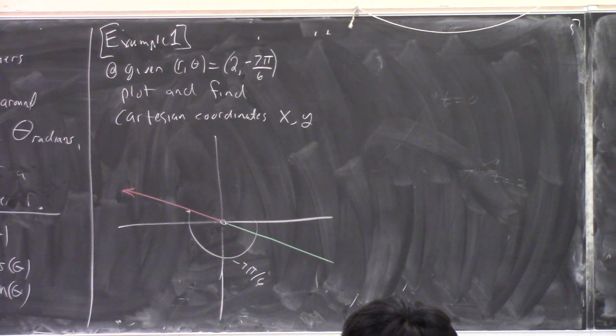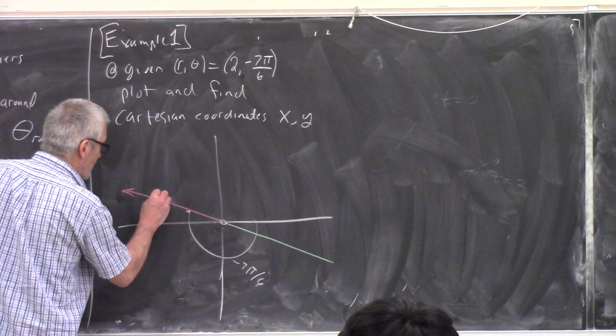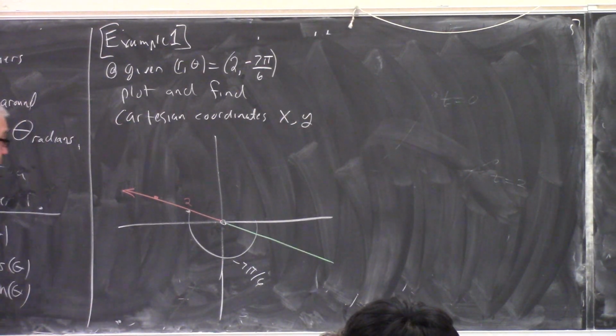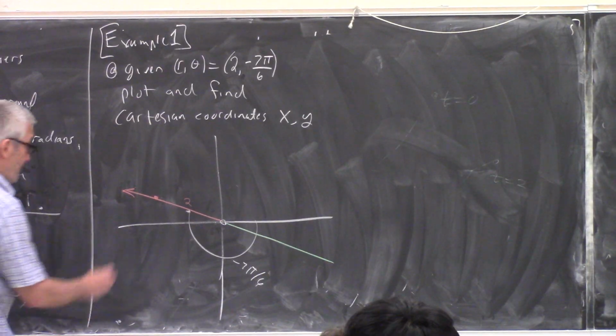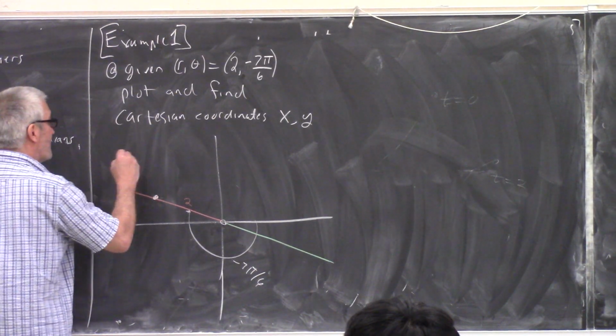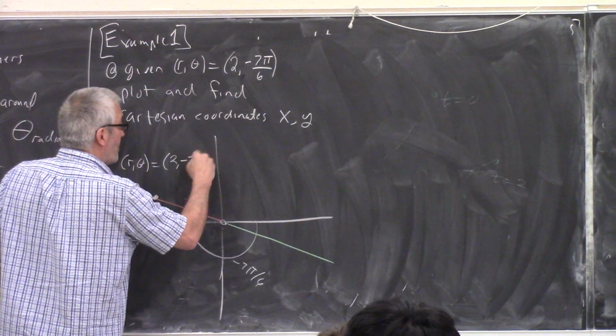Now we're supposed to locate, so we did the first thing, now we're supposed to locate the number r on that line. Well, r is the number 2, which is a positive number, so that's out here. So this is 2 out on the red ray. So there's our point. So I plot this as (r, theta) equals (2, negative 7 pi over 6).